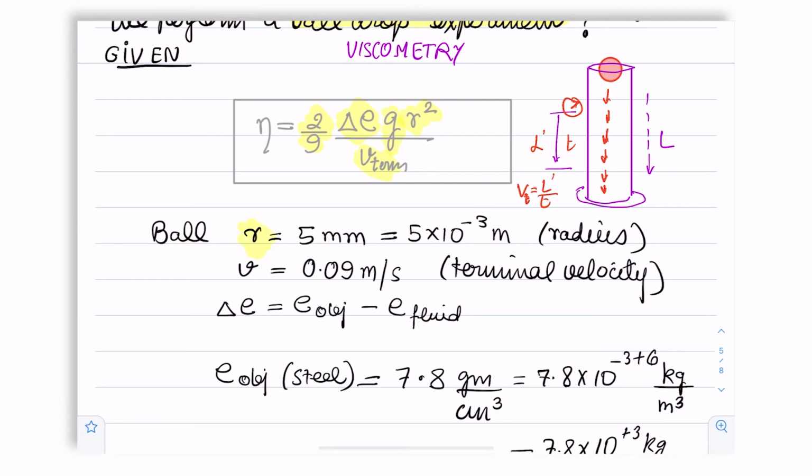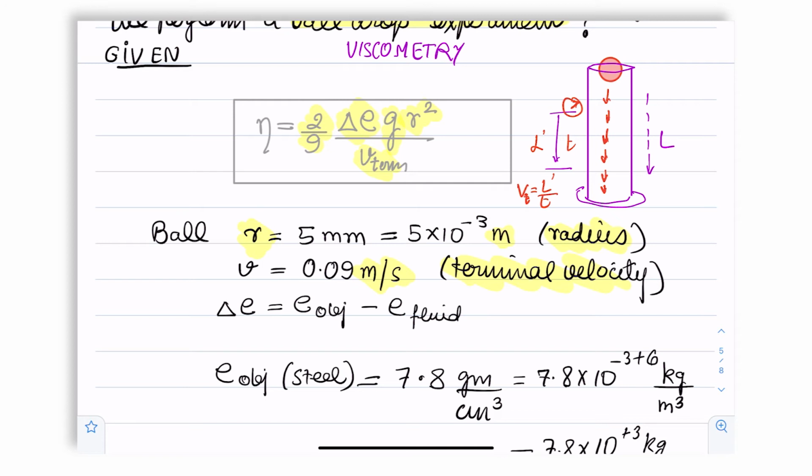The radius of the ball is 5 millimeters, which is 5 into 10 to the power minus 3 meters. We're converting to SI units. V velocity, as it was measured by some people in experiment, is 0.09 meters per second. You could say 9 centimeters per second. This is our terminal velocity. And delta rho is the difference between the density of the object and density of the fluid.